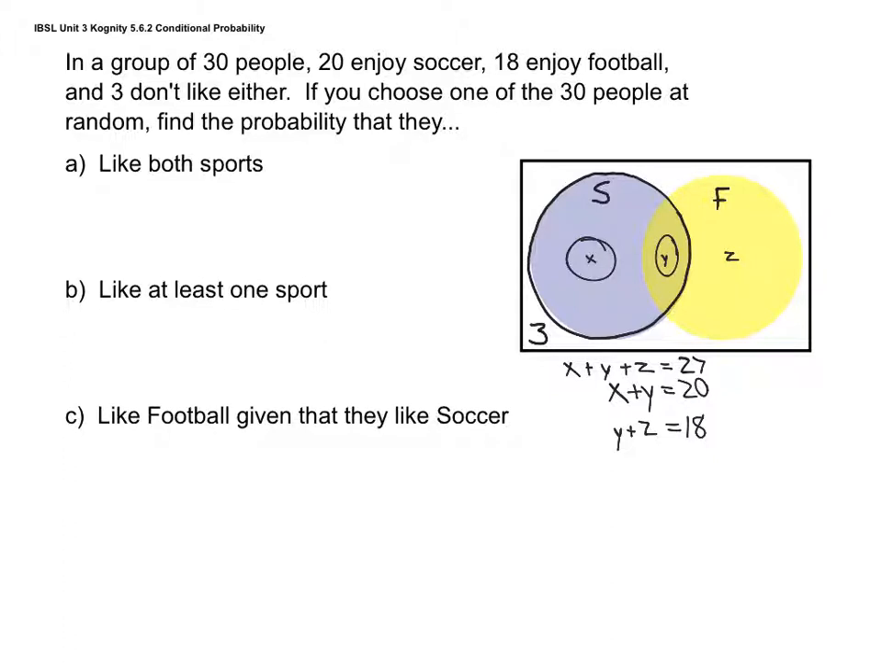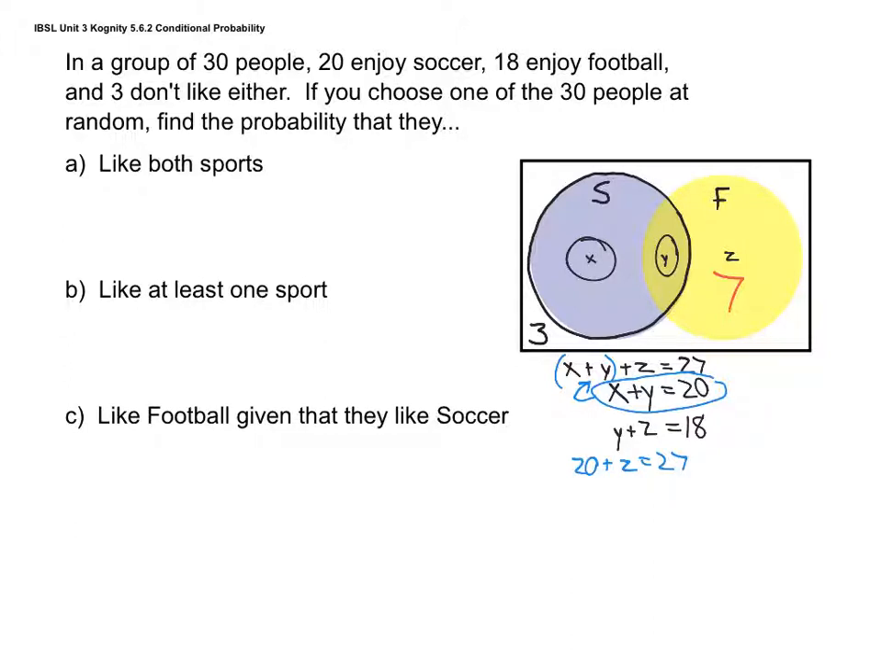We can put 20 into x plus y plus z, and be 20 plus z equals 27. Yeah, that's a great idea. Take this x plus y and put it in here for x plus y. So 20 plus z equals 27. Perfect. So we know now that z is 7. So there are 7 people.